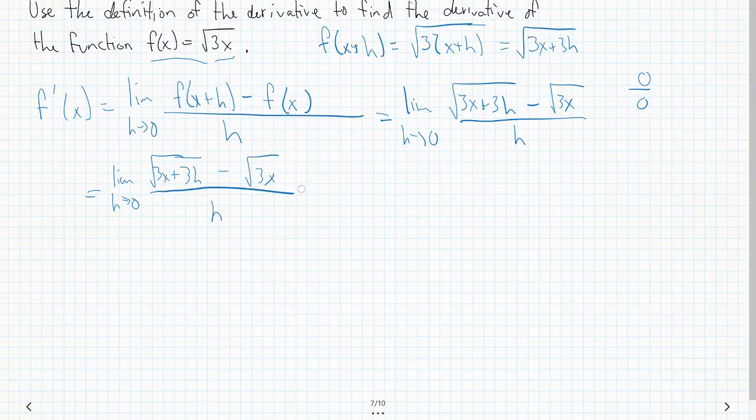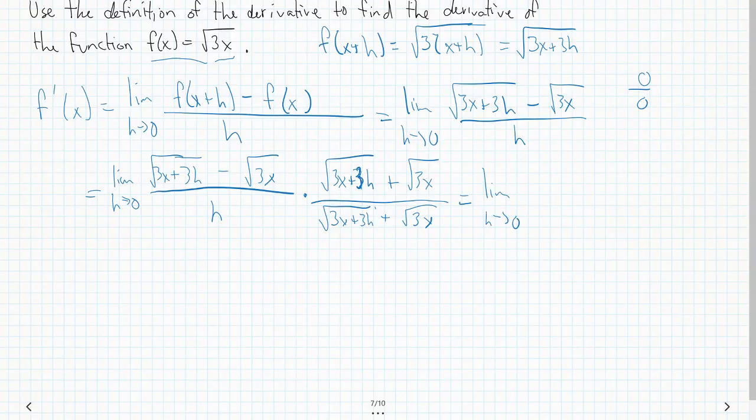And so let me shorten that up just a little bit. The conjugate would be the square root of 3x plus 3h plus the square root of 3x, all over the square root of 3x plus 3h plus the square root of 3x. Okay? So what does that make up top?